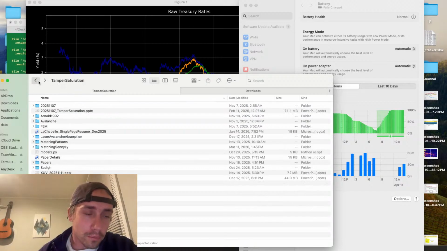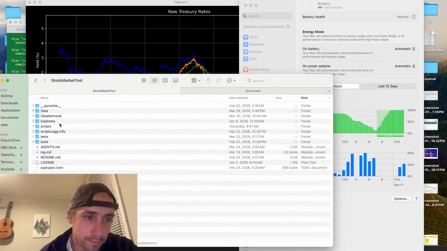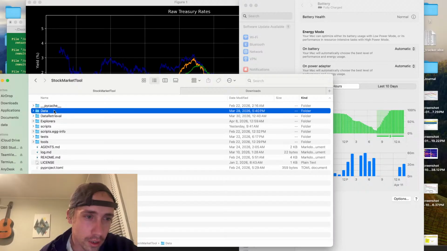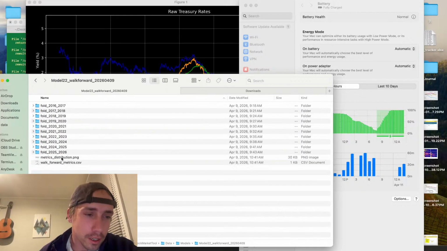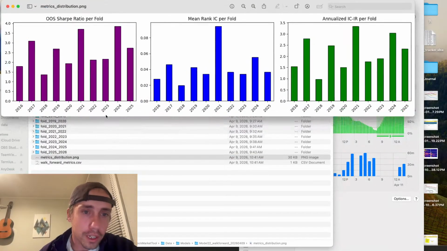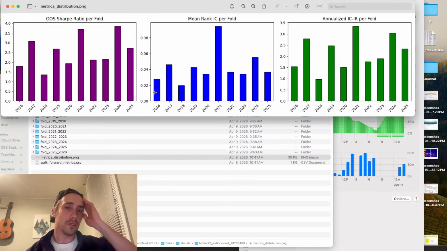What I can do is go here, data, models, model 22. So the next thing I did was use more years for the walk forward. The problem is this is using less training data on the models. So the models are performing worse because I'm only using 4 years of training data as opposed to 8. The good thing is I have 10 years of data to train the portfolio strategy on.